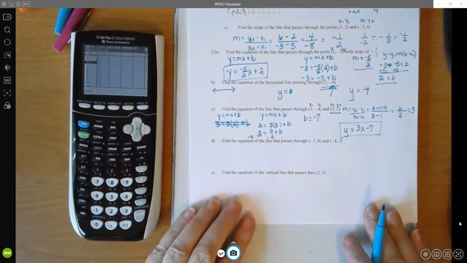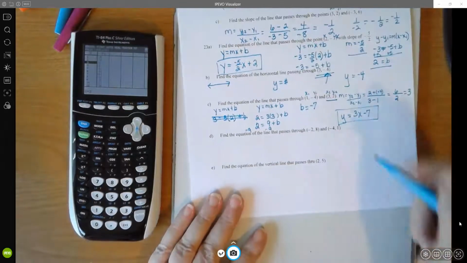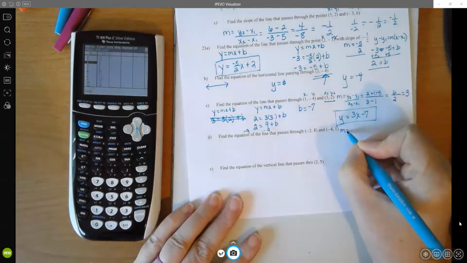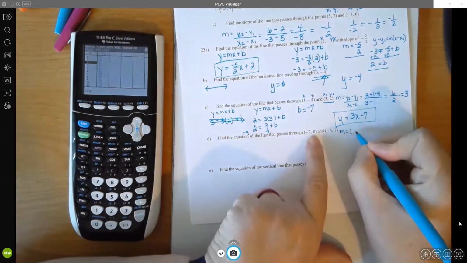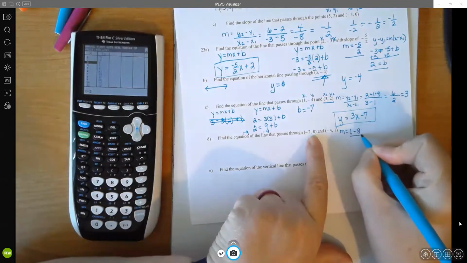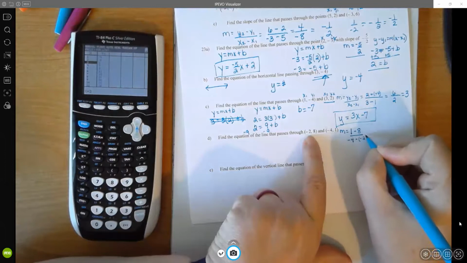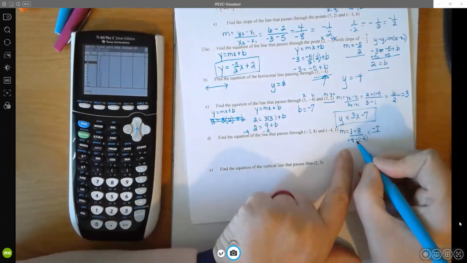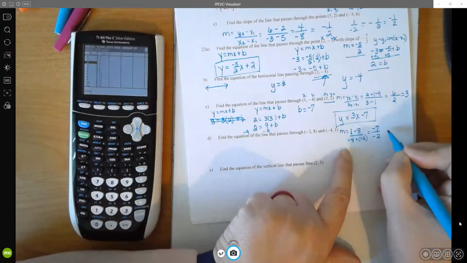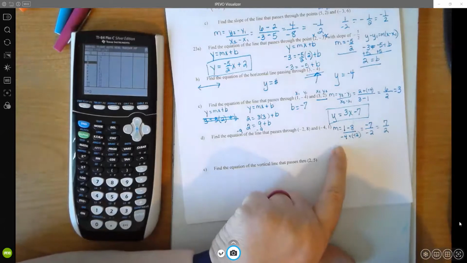Okay, let's look at the next problem, which works the exact same way as C. So we're going to find the slope, and I'm going to subtract the y. So that's going to be 1 minus 8. And -4 minus a negative 2. 1 minus 8 is negative 7. -4, that'd be plus, and so that would be negative 2. So that's going to be 7 halves, and that will be positive.